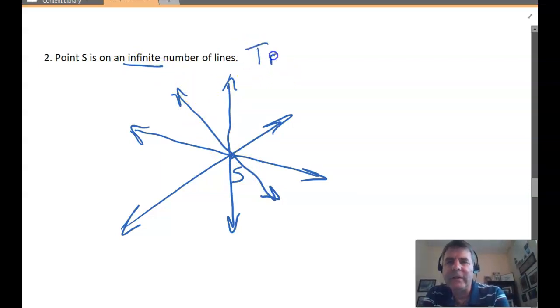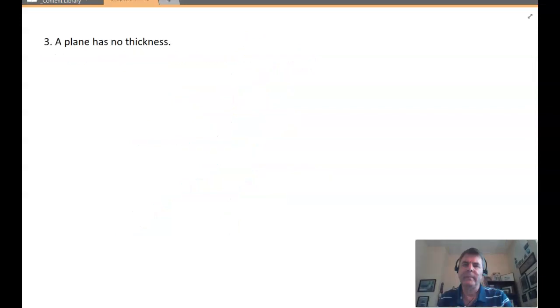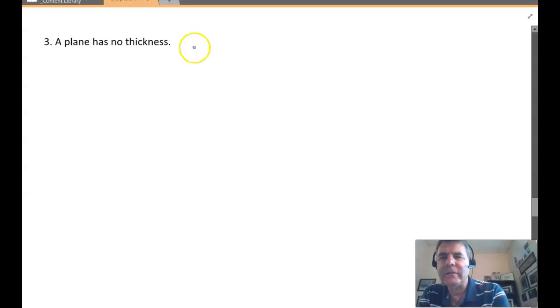A plane has no thickness. True or false? Well, let's go back to our piece of paper here. Even this piece of paper has a little bit of thickness in it. A true plane has absolutely no thickness. So this is true.